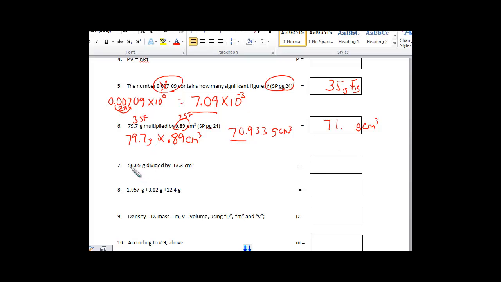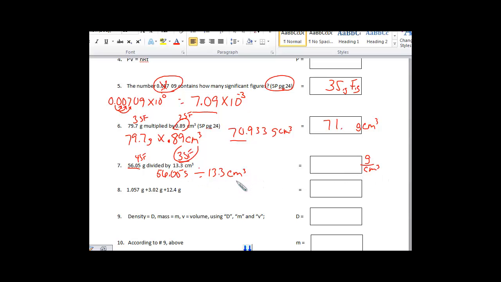Now this one, here we're multiplying, up here we're dividing, okay? So you have the same basic rules. You got 4 significant figures here, and you have 3 significant figures here. So your answer is going to have to be in 3 significant figures. You can see that right off the bat, okay? So you have 56.05 grams divided by 13.3 cubic centimeters. No units cancel, so you're going to end up with grams per cubic centimeter, which makes perfect sense. You got mass over volume.